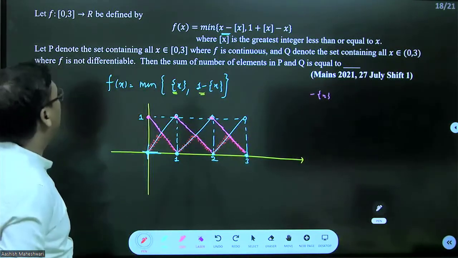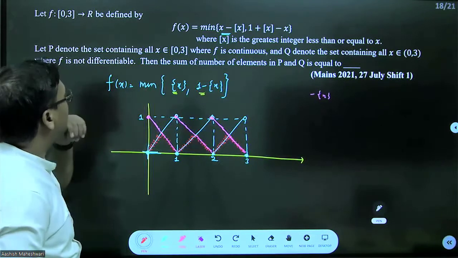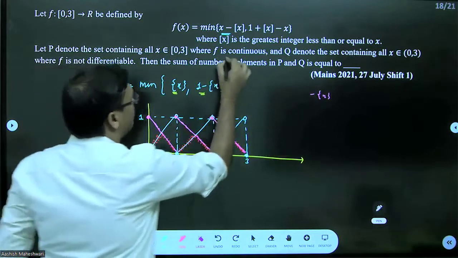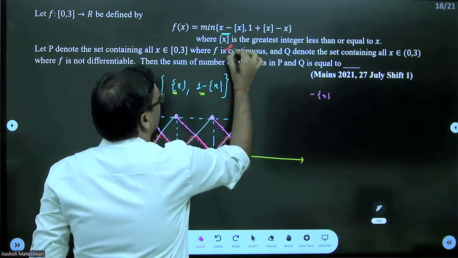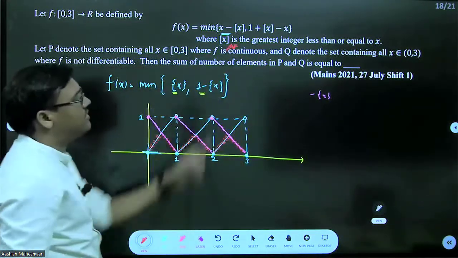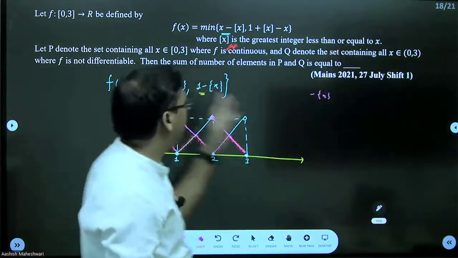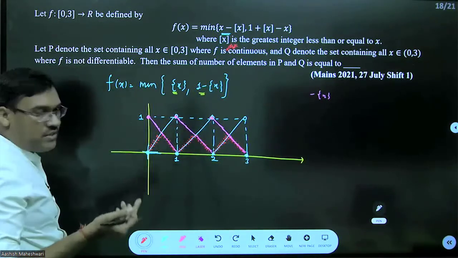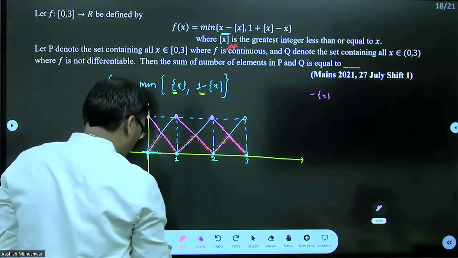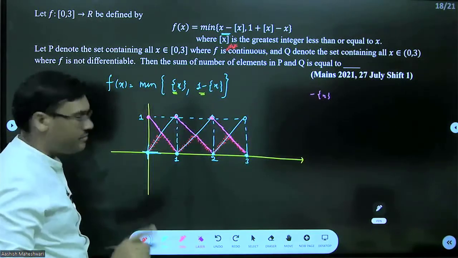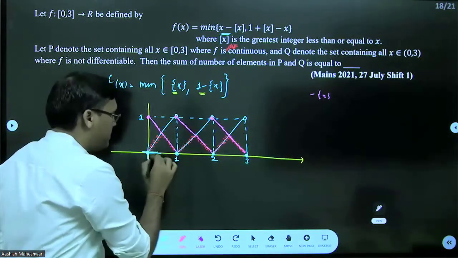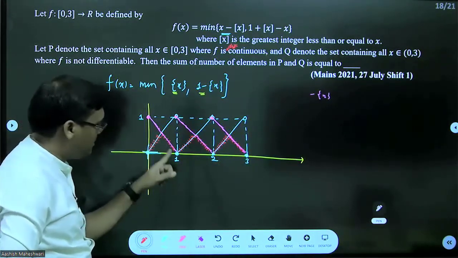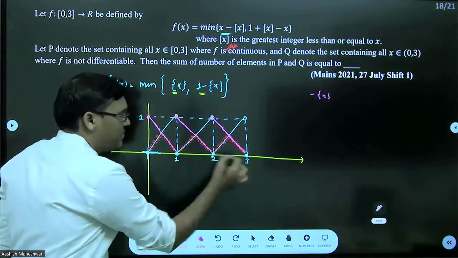Now P denotes the set containing all the x belonging to 0 to 3 where f is continuous. Just correct this, I said discontinuous earlier, it should be continuous. And Q is the set of all the points where the function is non-differentiable. So what are the points of discontinuity here? Between this point and this point, this is the minimum, this is the minimum, similarly this is the minimum, and so on.